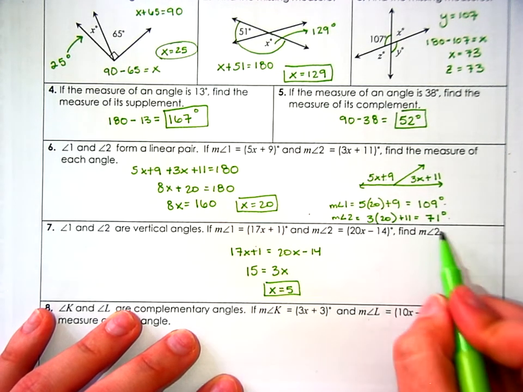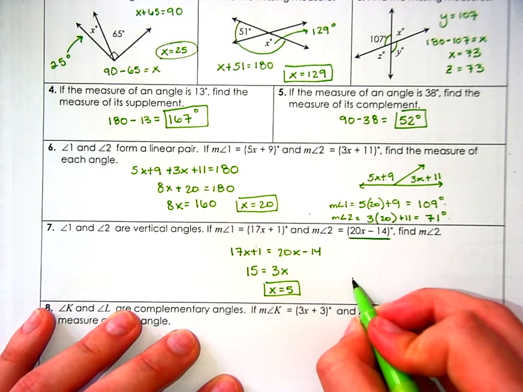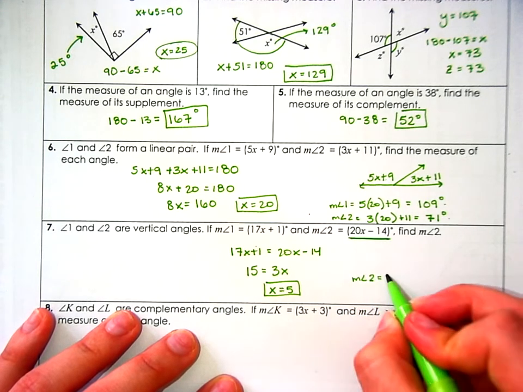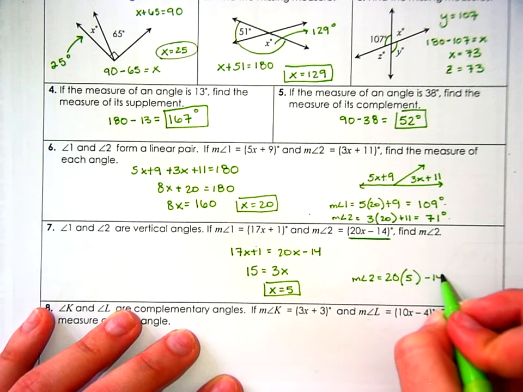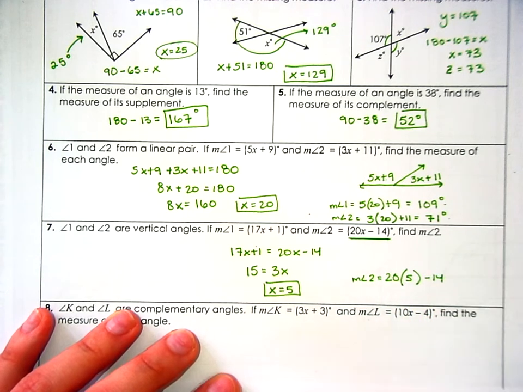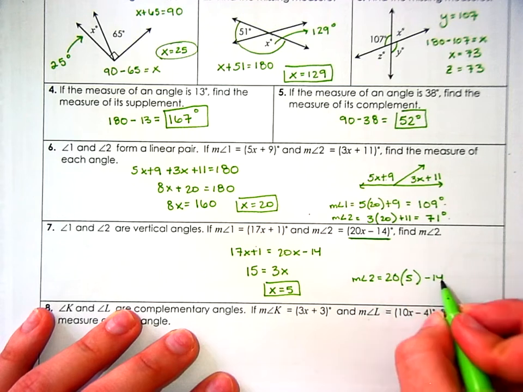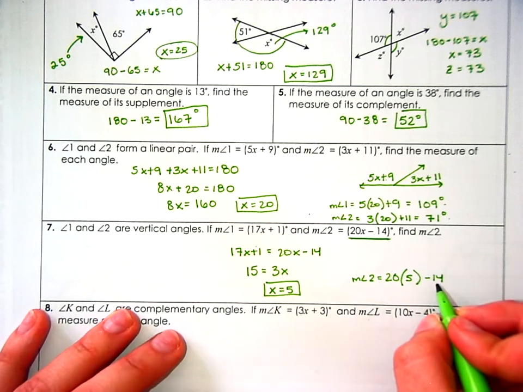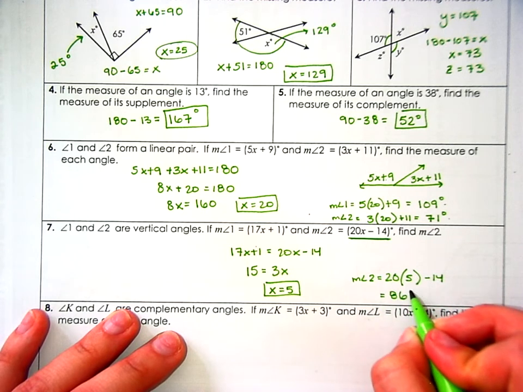Remember, I'm not done. I want to find the measure of angle 2. That's this expression right here. So the measure of angle 2 is 20x. Oh, but I know what x is. That's 5. And then subtract 14. Okay, so 20 times 5, that's going to give me 100, and then I have to subtract 14. So that's going to give me 86 degrees.